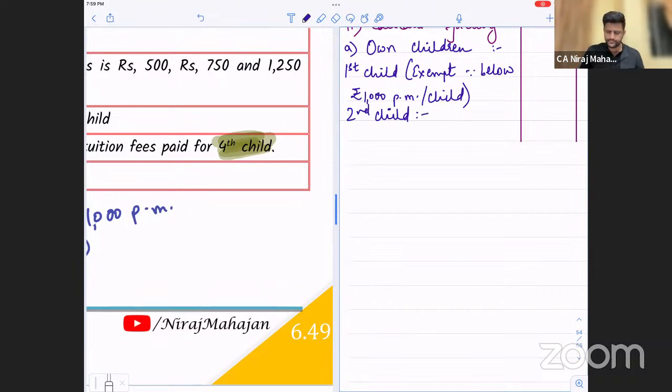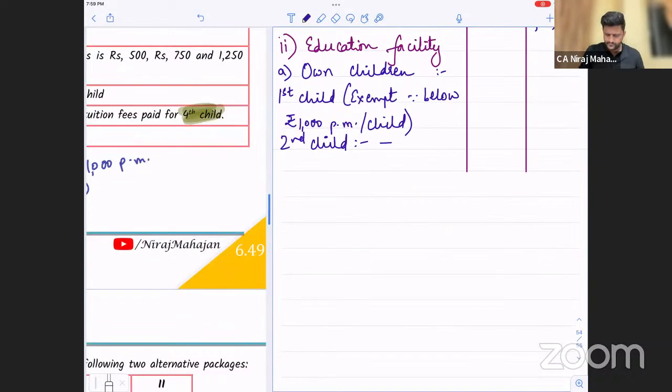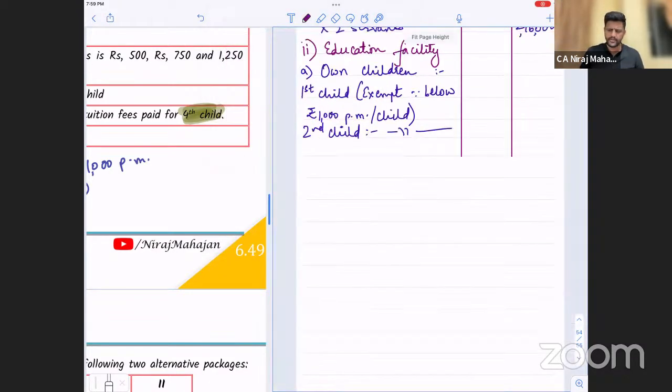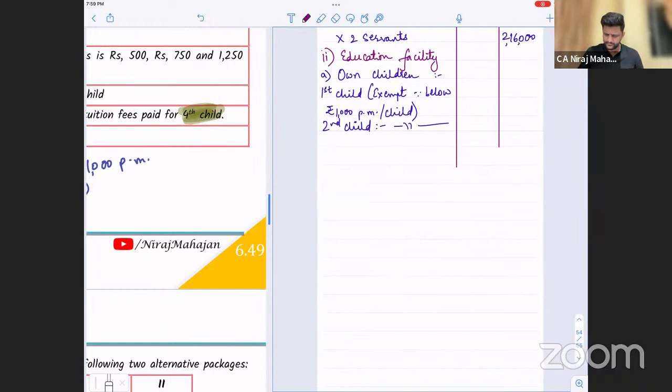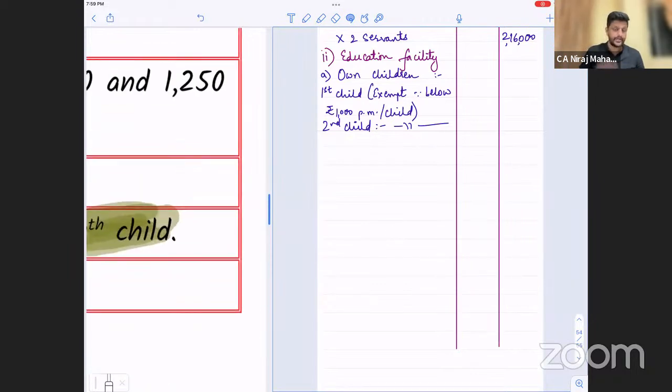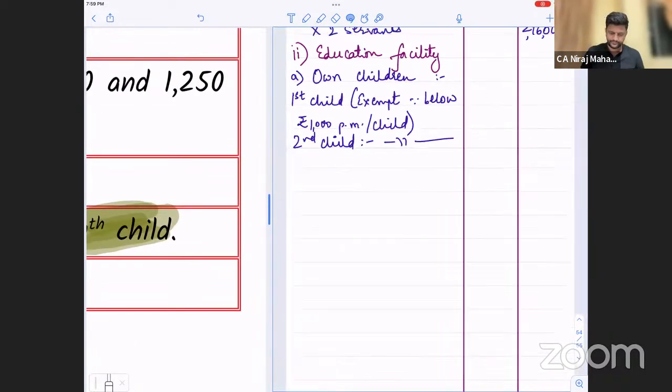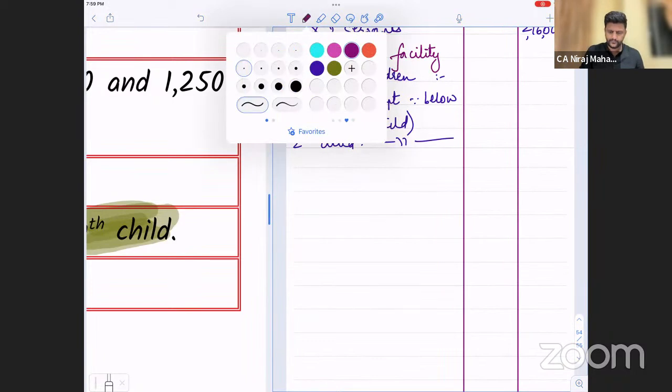Second child also. Why? Same thing. It is less than rupees 1,000 per month for that child. Okay? We'll go ahead, everybody. Third child, 1250.